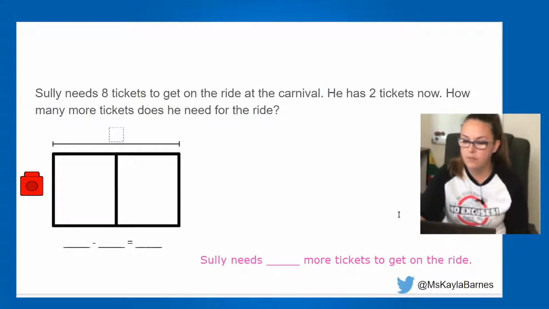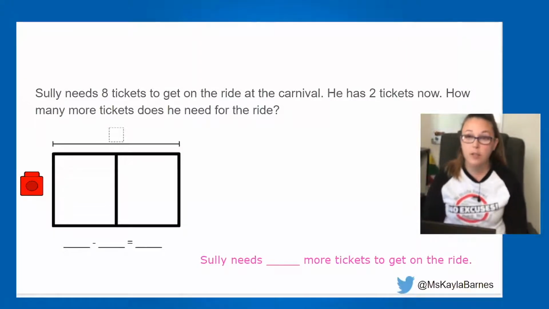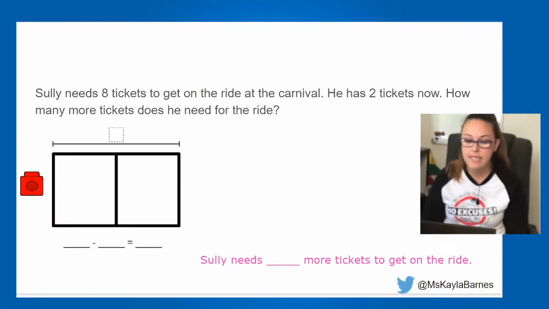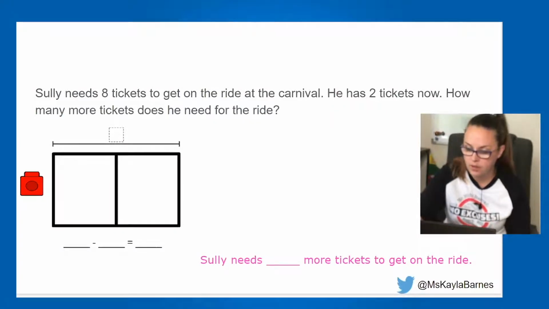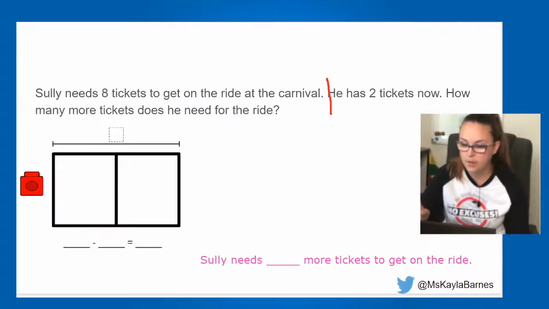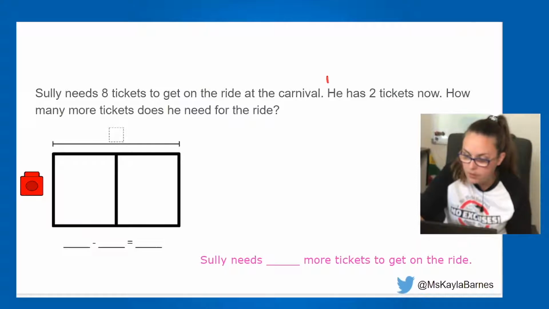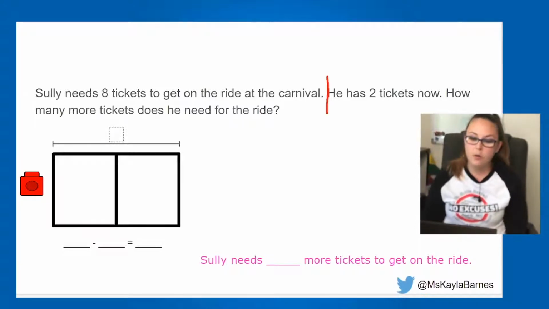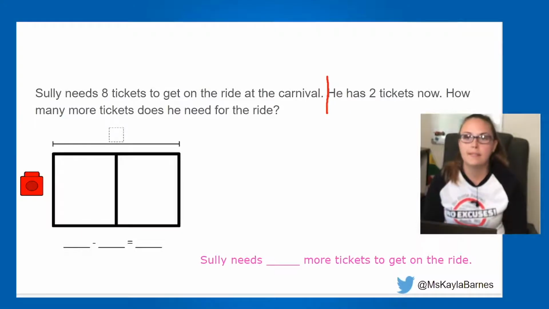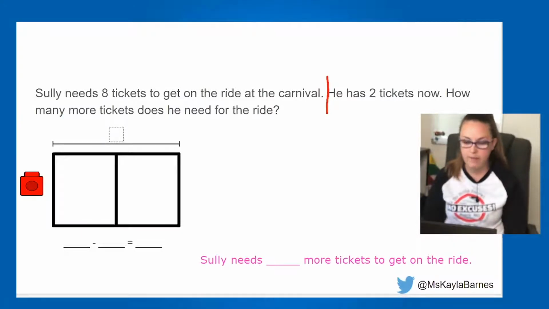So that's what we'll do here. The first thing is we'll go back and we will read sentence by sentence. So, starting with the first sentence. Sully needs 8 tickets to get on the ride at the carnival. And there's a period, so we're going to stop there. Whoops. Drew on top of my word. Let's try again. I still kind of did, but we all know that's an H. All right, so we need to think about what this sentence means in the context of our problem. Sully needs 8 tickets.